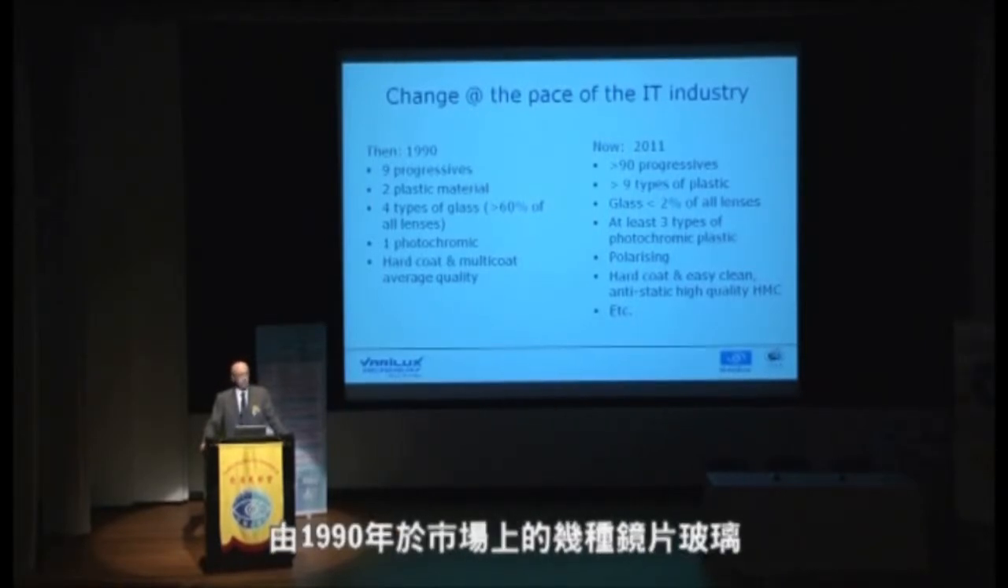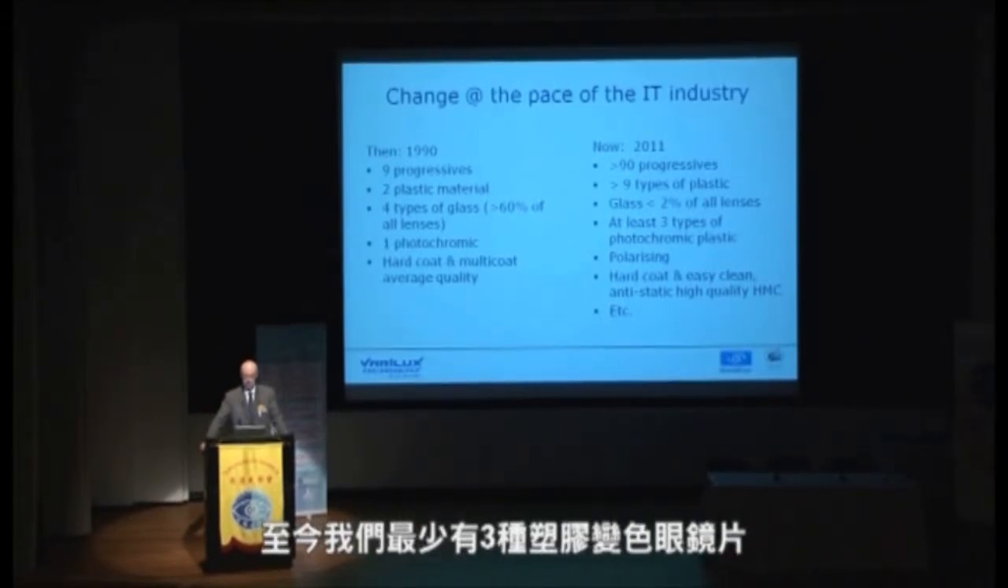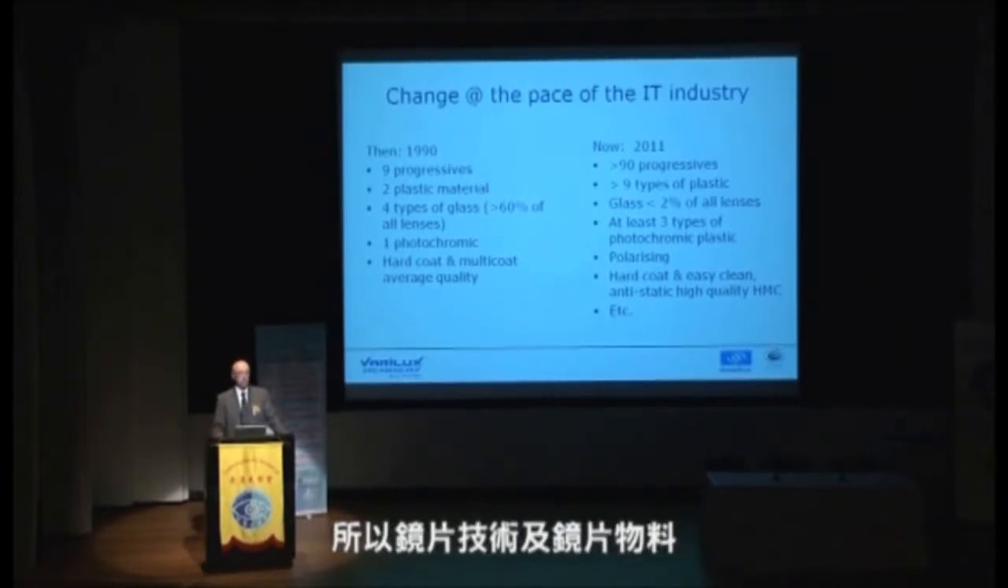There were several types of glass on the market back in 1990, and today, in most places, it represents less than 2% of all lenses, and in some countries it's well under 1% now. We had 1 photochromic material. We have at least 3 types of plastic photochromics now, and so on. So there's been significant changes in lenses and lens materials in that relatively short period of time.